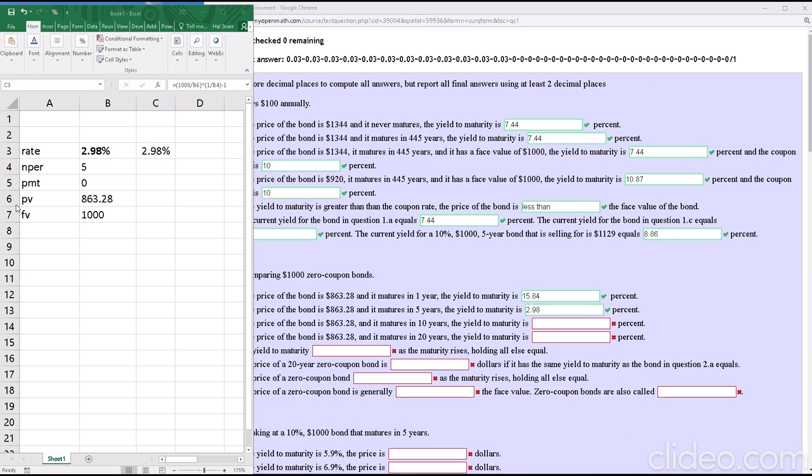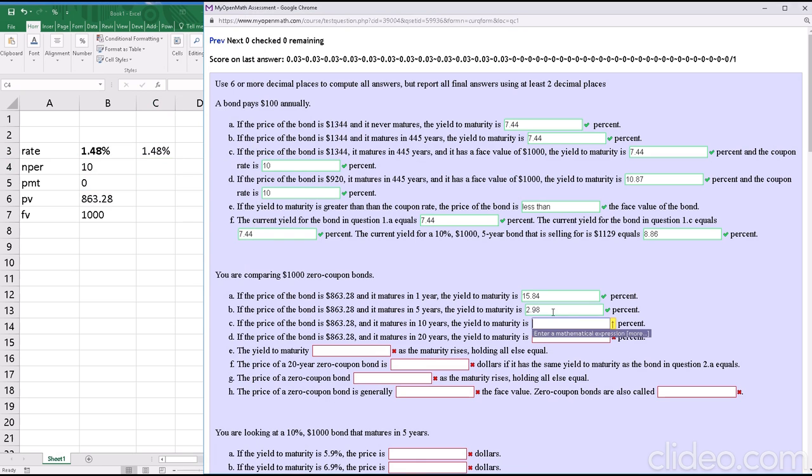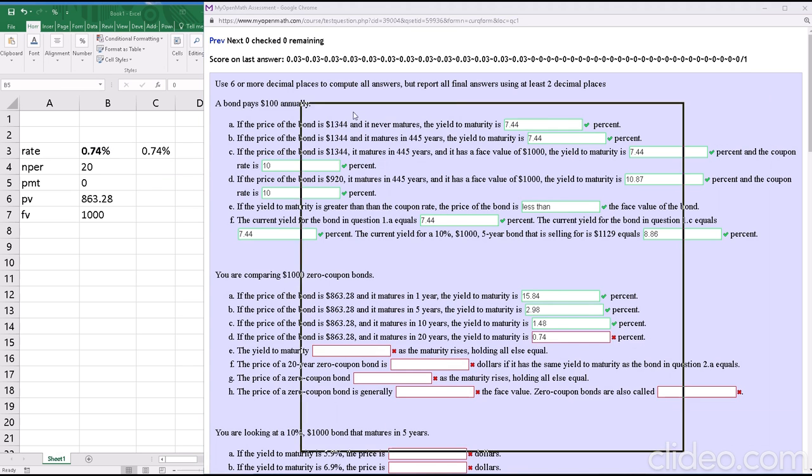Okay. And then you do it for 10 years. So the number of periods is 10 years, right here. The coupon payments are zero. The price enters negatively, 863.28, and the face value is 1,000. And whether we take F divided by P, and raise that ratio to 1 over the 10th power, subtract 1, we get the same number, 1.48%. Then we go 20 years, and we're down to 0.74%, whether we use the rate function in Excel or we use our formula in the notes.